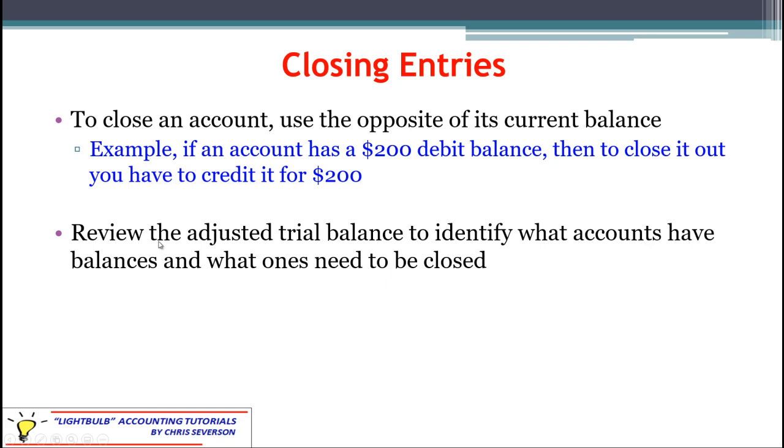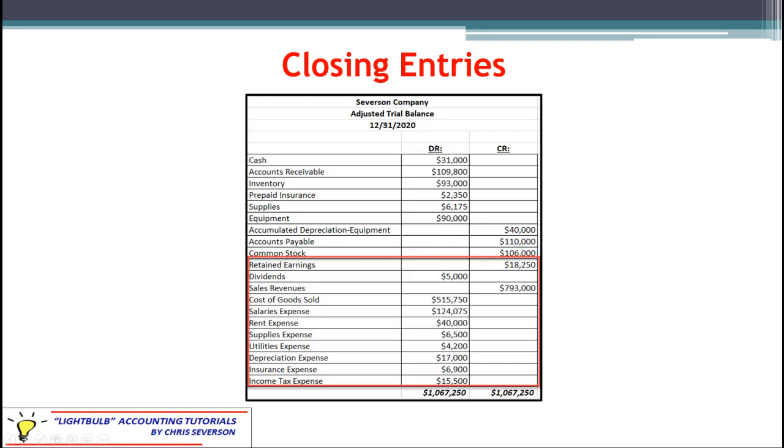Now, the first step of closing entries is to review your adjusted trial balance to identify, first of all, what accounts even have a balance, which ones we are going to close. Again, that would be the revenues, expenses, and dividends. And the other thing is to identify what side it's on to begin with. So here's an example of an adjusted trial balance for the year. Now, notice we have assets, liabilities, and some equity accounts, including common stock and retained earnings. Then we have our dividends, revenues, and expenses.